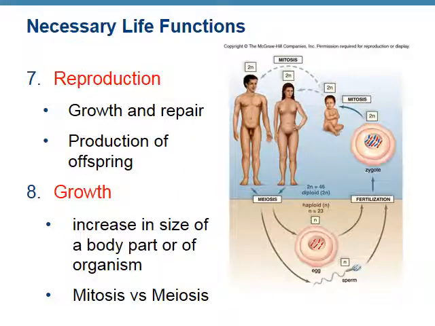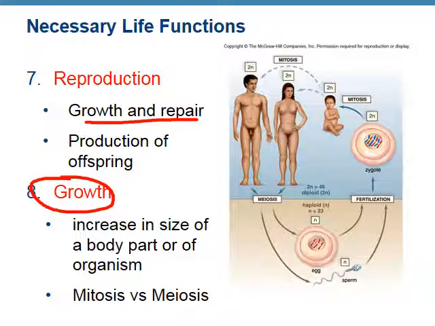The last two, reproduction and growth, kind of go hand in hand. I wanted to show you this picture. It's from another textbook. But reproduction is for growth and repair. But then I have growth down here separately. Some books put these two together. So we're talking about the production of offspring in reproduction, but we're also talking about growth if we want to increase the size of a body part or an organism. So let's look how these two go hand in hand here.